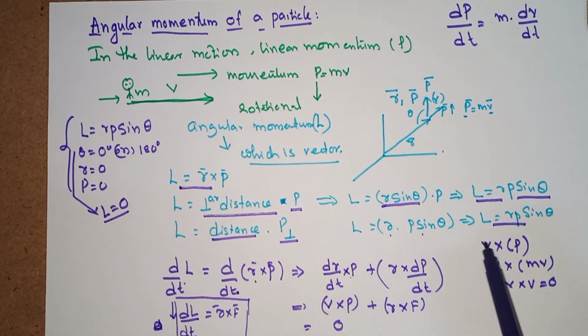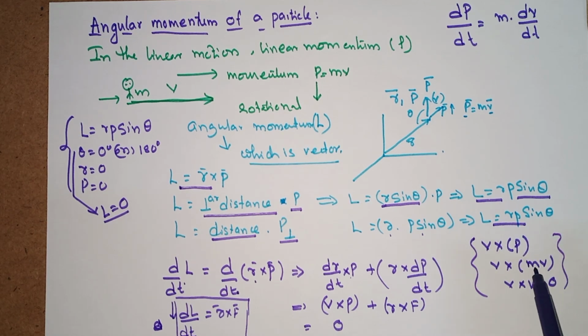What is v cross p? So v means velocity, p means momentum. Again m is a constant, we will take it outside, which remains with v cross v, that is equal to 0. Right? Now finally what do we write? R cross F. R cross F is called torque. R cross F is torque.